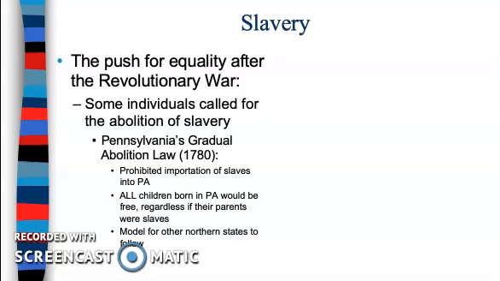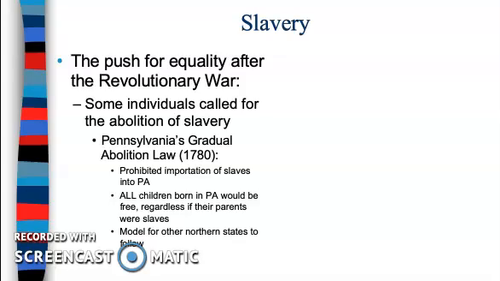And they're going to pass a gradual abolition law in 1780. This prohibits the importation of slaves. All children born in Pennsylvania would be free, even if their parents were slaves. And it becomes a model for many other northern states to follow. New York passes a similar law. Though slavery will continue in many of these states, the last slave in New York, for instance, doesn't die until I think 1832 or 1836. So it's quite a bit later. States like Massachusetts get rid of it a little bit more quickly.